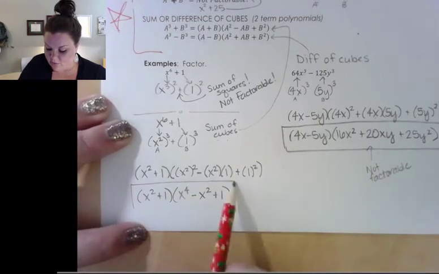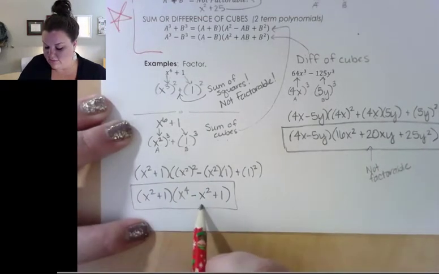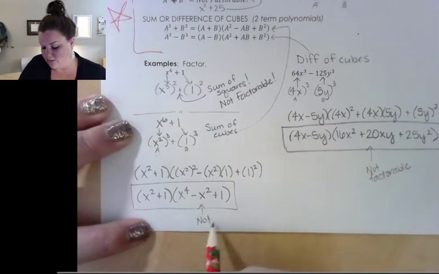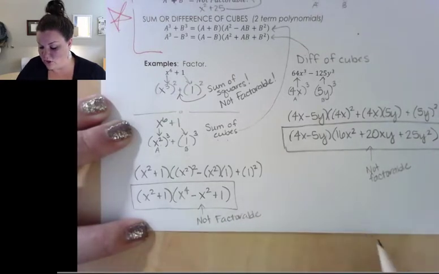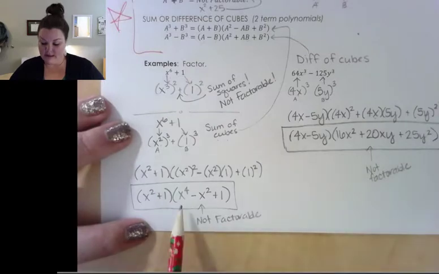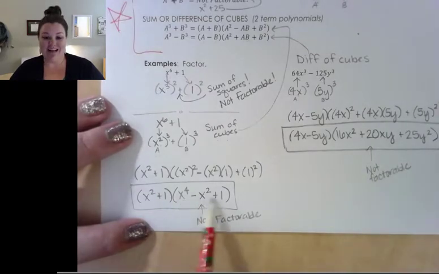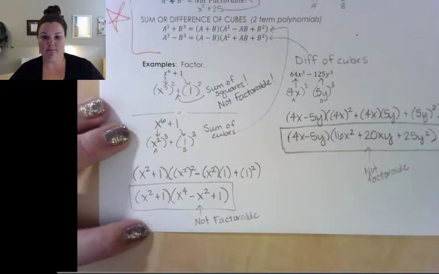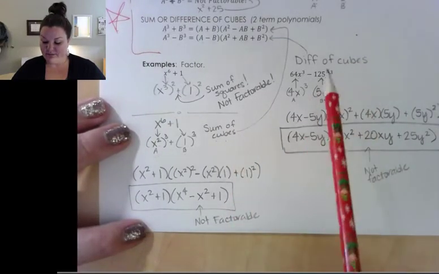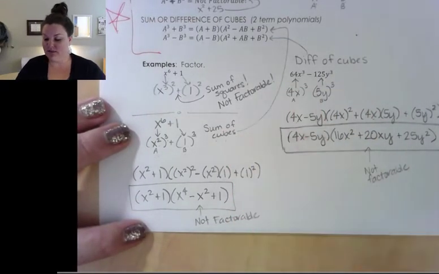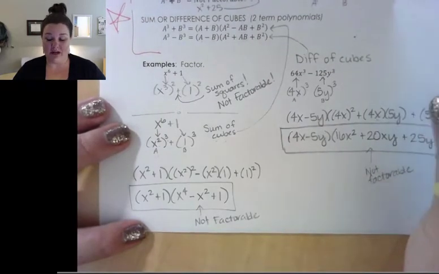Again, I don't have to worry about checking to see if this goes further, because we know anytime we use the sum or difference of cubes, this leftover or our second quantity here is never going to be factorable. So we're done. Okay. All right, so this was a difference of cubes and a sum of cubes. Let's look at one that might incorporate a little bit more work.